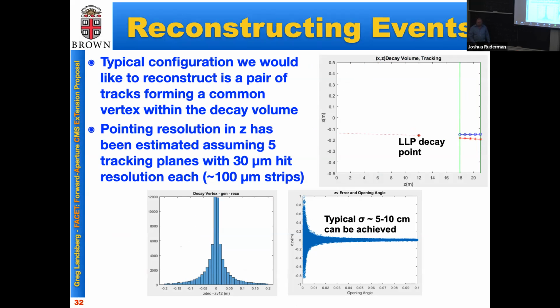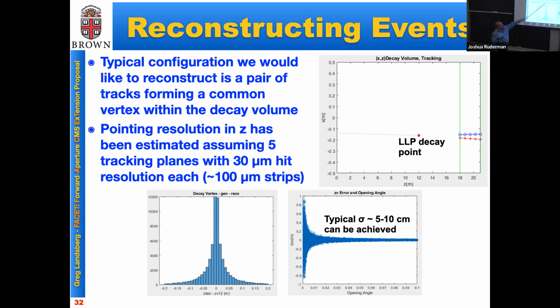So finally, just a few plots on how we could reconstruct the events. This is still based on toy Monte Carlo. For instance, a typical configuration we would try to reconstruct is this LLP, which enters the decay volume and decays, and we see these two tracks in the tracker, and then whatever happens in the calorimeter. So this is the pointing resolution in Z, so how well we could point things back to the decay vertex, so that we know that it originated far from the boundaries of the volume.